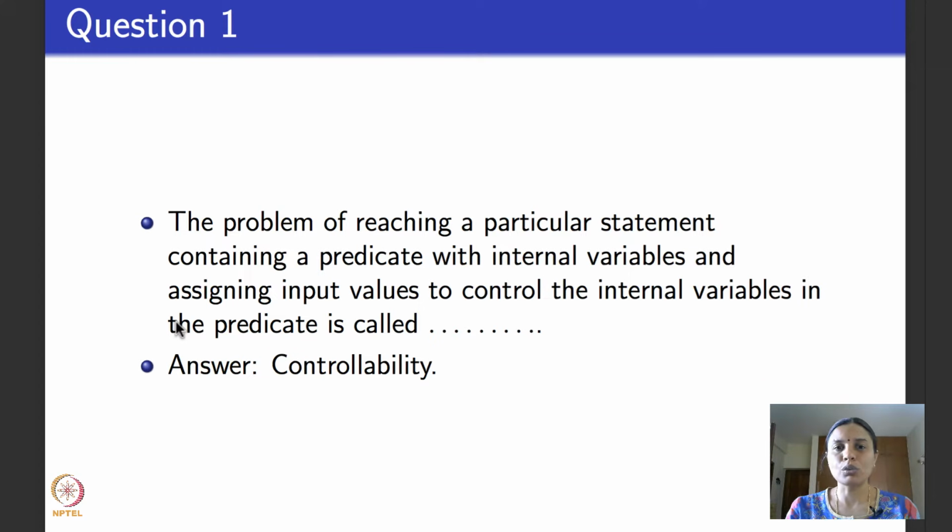It asks you the problem of reaching a particular statement containing a predicate with internal variables and assigning values to inputs such that the predicate can be made true or false. A particular clause in the predicate can be made true or false. What is this problem called? It is the problem of controllability. It comes after the problem of reachability. Reachability will just reach the predicate. Controllability will help you to assign values to input variables so as to control the predicate.